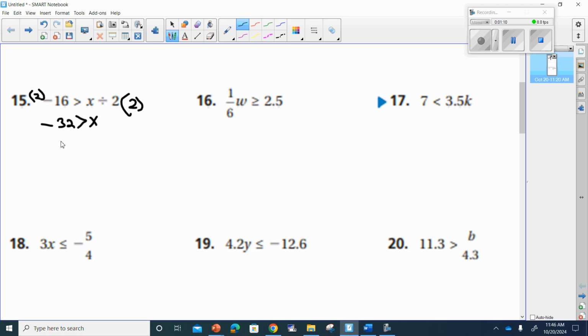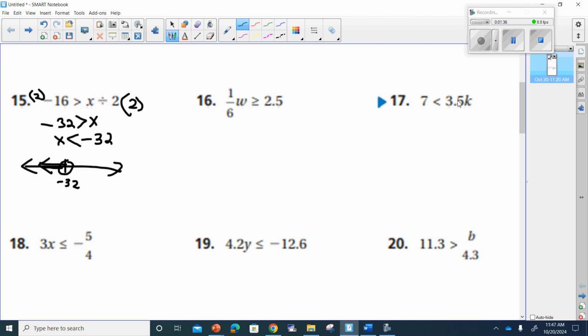I'm going to move these to the other side so I know what direction to follow my arrow. That means I have to turn my arrow in the other direction, so it'll still be true. And now I have negative 32. I will have an open circle, because there's no line there, and I'll follow my arrow in this direction.